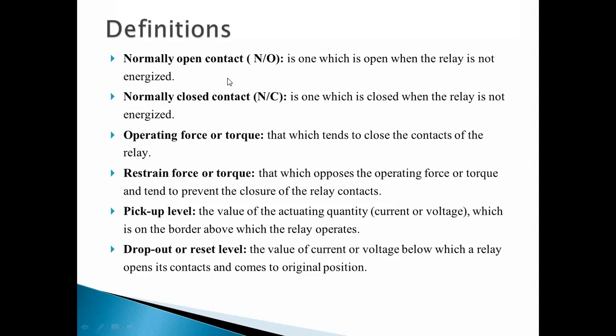Then the second term is normally closed contact. Normally closed contact means it is always closed when the relay is not energized. So when any fault occurs in the system, that time this contact gets open. This normally closed contact gets open, and your normally open contact gets closed there, when any fault occurs.